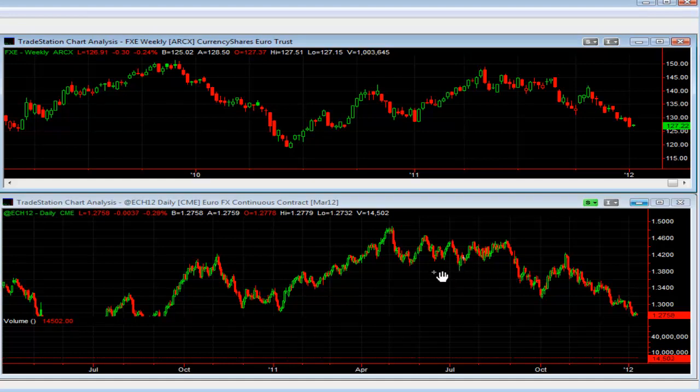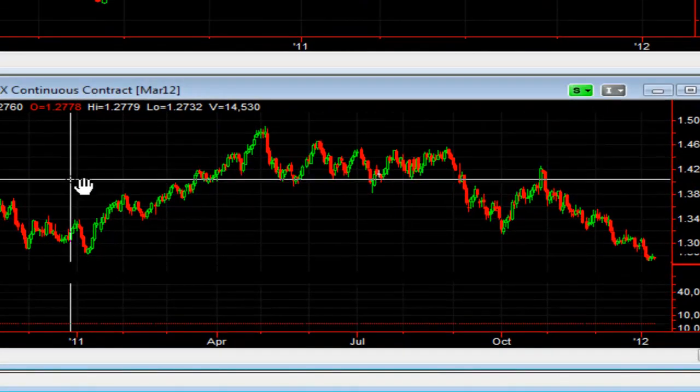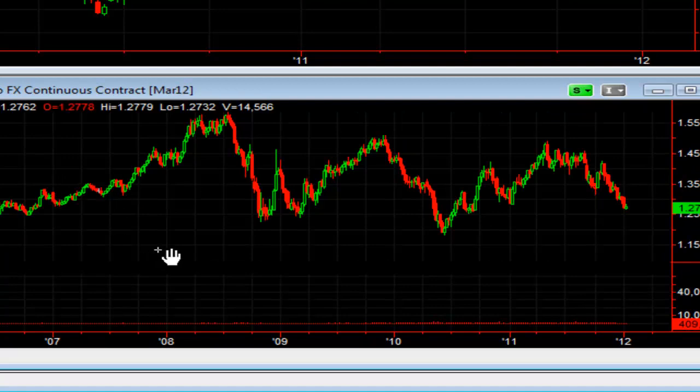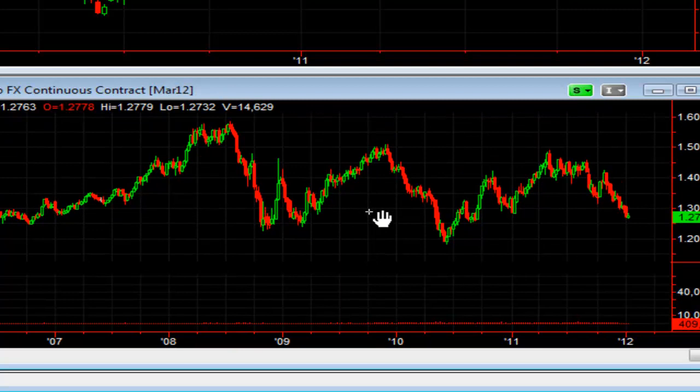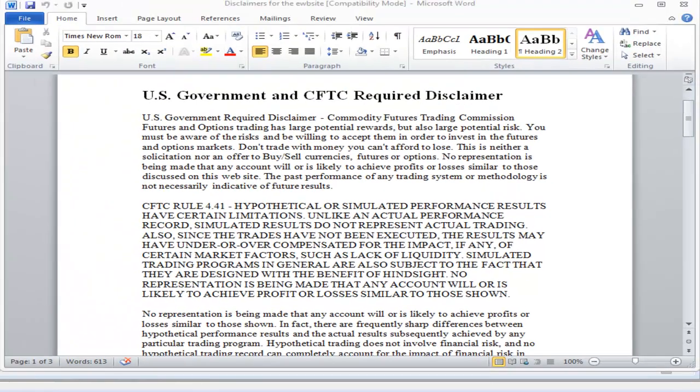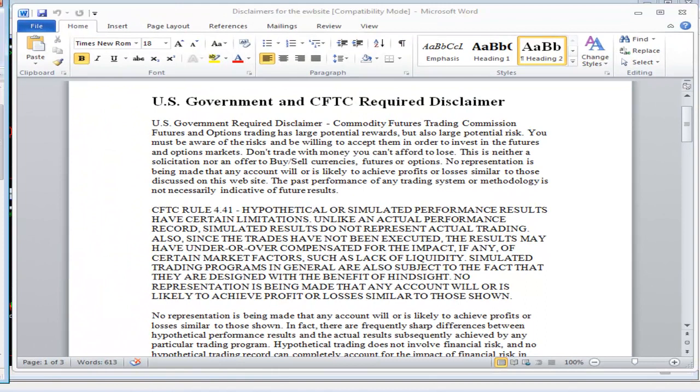The charts are different because they're scrunched up differently because the currency trades. Oh, this is a weekly anyway. It trades differently because it's open for so many more hours. But you can get the gist of the thing. Tonight we're going to be dealing a little bit with hypothetical trading again. And this is something that you should read.